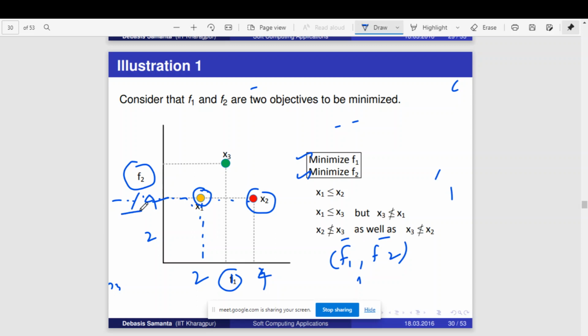But with respect to f2, we cannot say that x1 is better than x2. It's not better than x2. But still it is not worse. Are you getting it? So both the conditions were satisfied. So we can say that x1 is dominating x2. Right? But is the reverse true? Can you say that x2 is dominating x1? Does x2 dominate x1?